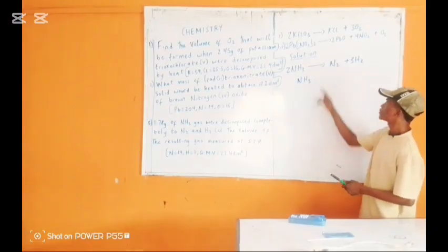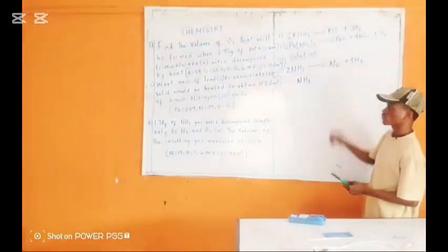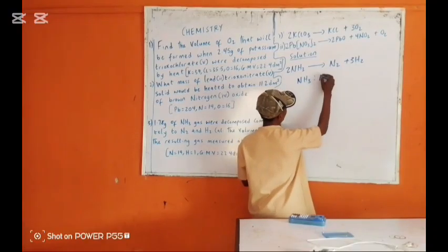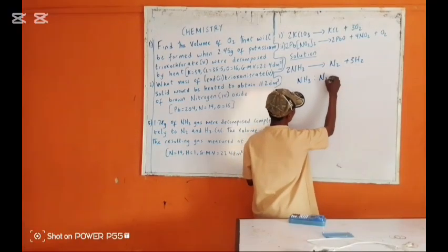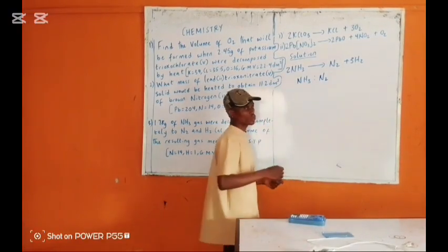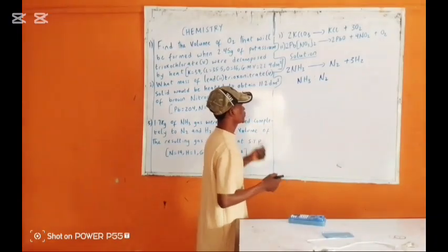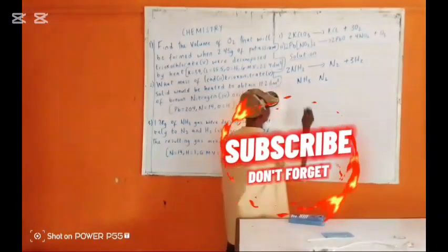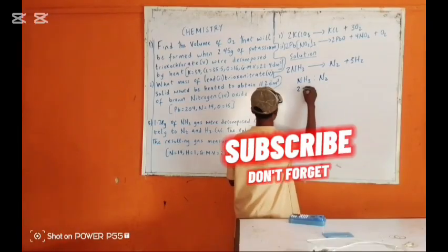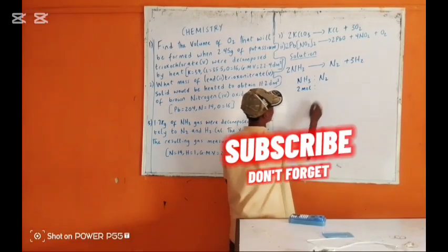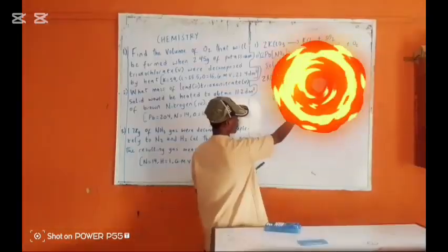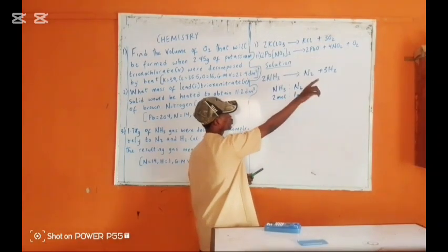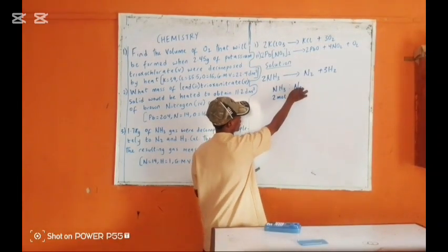Now, for this one first, we have N2. We have N2. So from the equation, what happened? We're having 2 moles of ammonia decomposed to produce 1 mole of nitrogen gas.